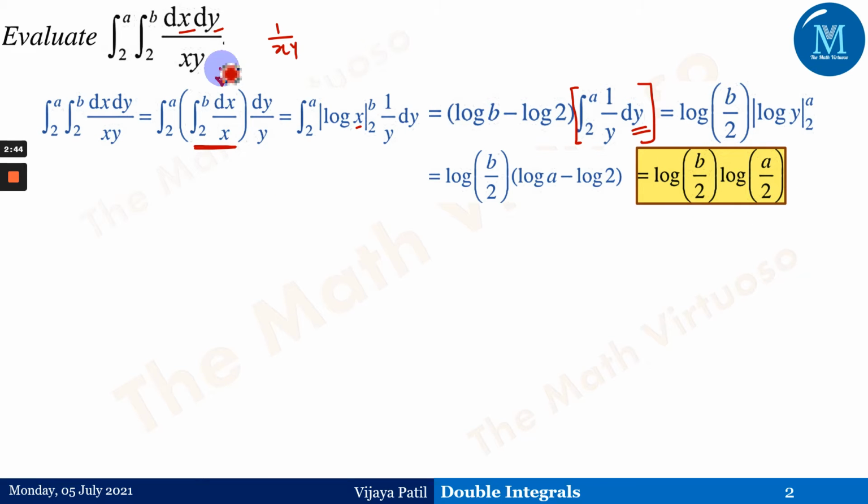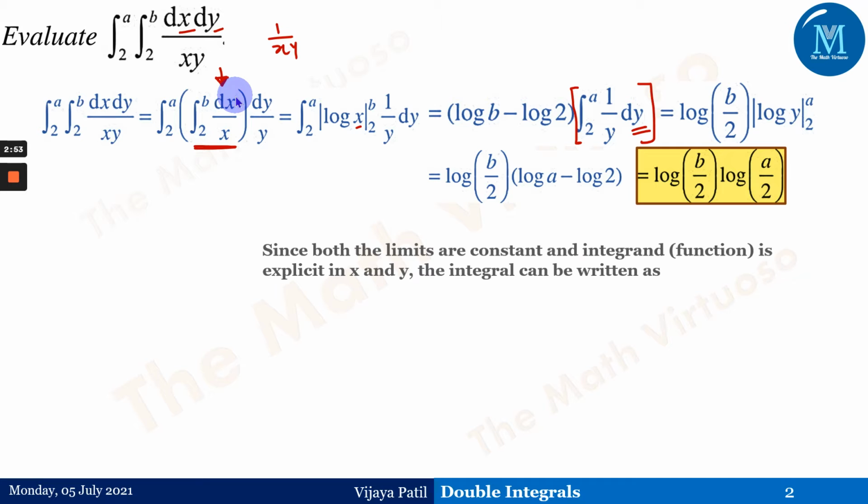So if you observe here, finding the double integral is nothing but finding a single integral, keeping the other variable constant whenever you are dealing with one variable. Now, one thing I did not explain, let me do that here. If you observe, it's the integral from 2 to a and the integral from 2 to b. So 1, 2, 3, 4: upper limit and lower limit, both the numbers are constants. That means both the limits are constants, and the integrand function, that is 1 upon xy, is explicit in x and y.